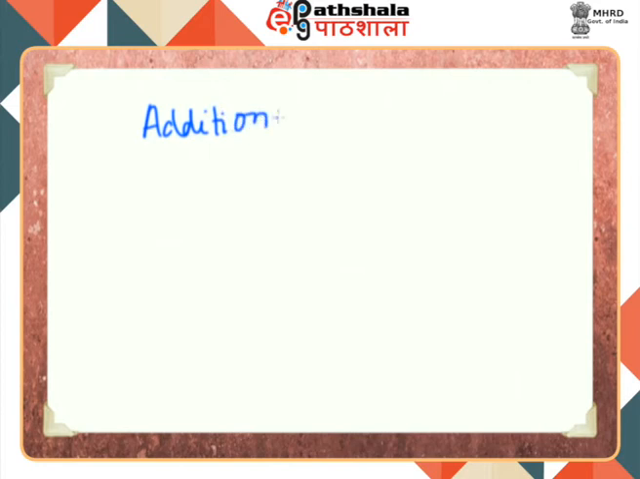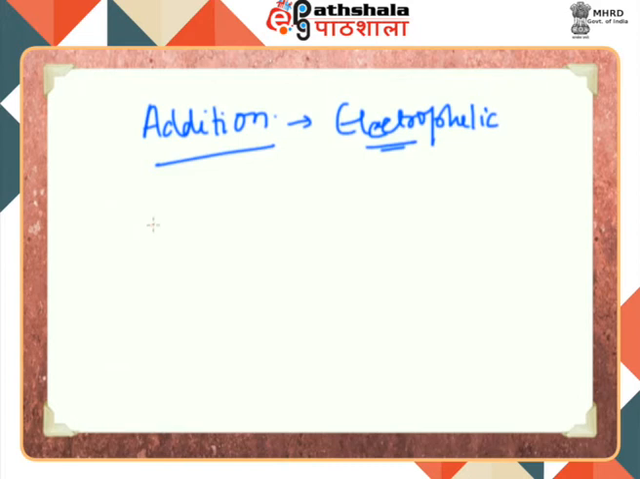And in the addition reaction, first of all, let us consider the electrophilic addition reactions. Now if we consider the case of this methyl cyclohexene, and if we do the reaction of this with HBr, then what happens is the H is positive, Br is negative.